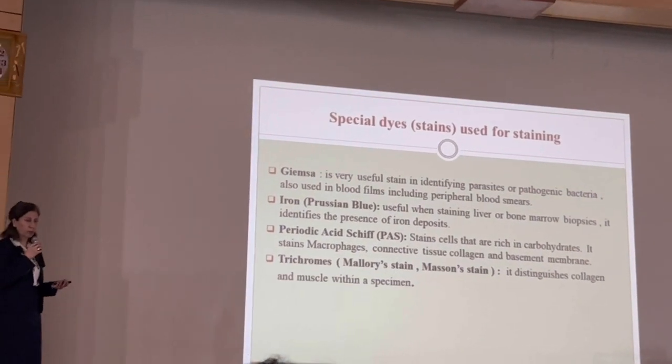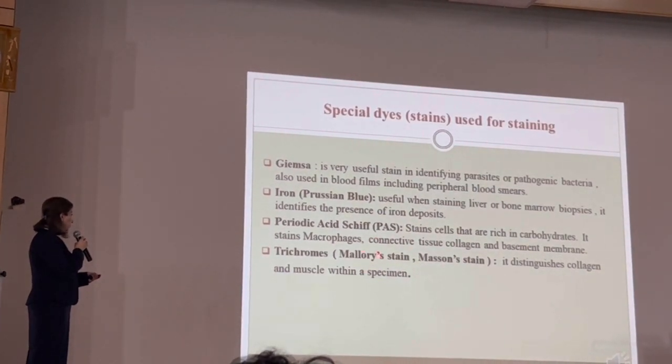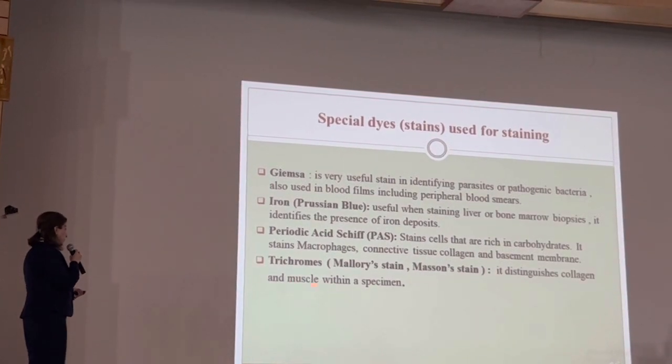So I'll use this type of stain. And lastly, we have the trichromes, which is of two types: Mallory stains and Masson stains. It distinguishes collagen and muscle within a specimen.